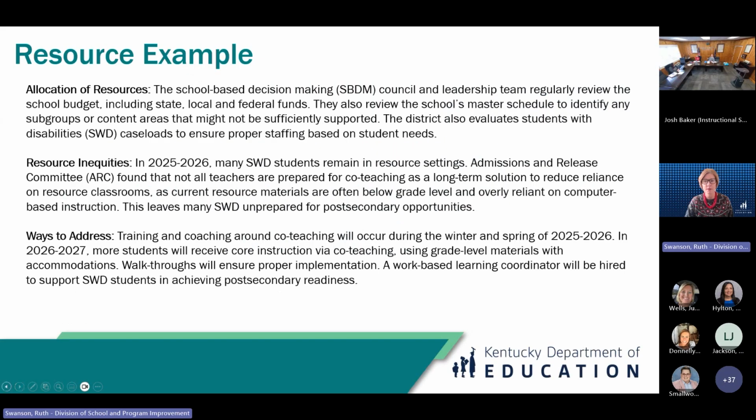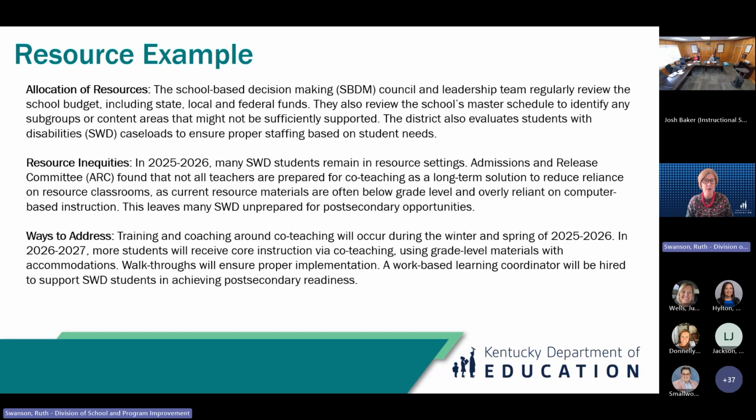So we do have some examples to share with you. This particular school talks about how their SBDM council and their leadership team review school budgets. They review the school schedule, the master schedule, and really think about whether they are meeting the needs of their targeted subgroup, which for them is students with disabilities. What they found in reviewing this information is that many of their students with disabilities remain in resource settings, and so they're not getting the core instruction that they need. And so they've identified ways to address this.